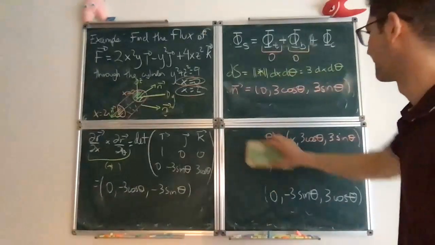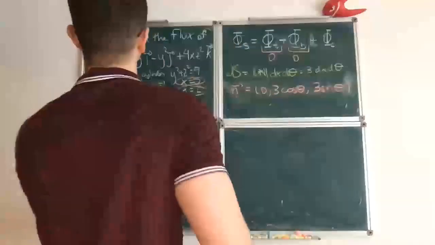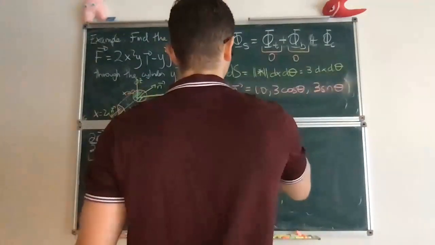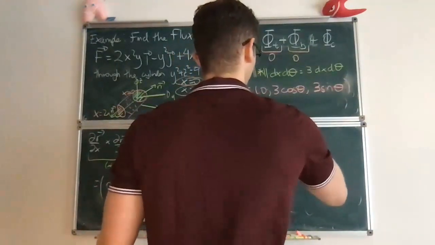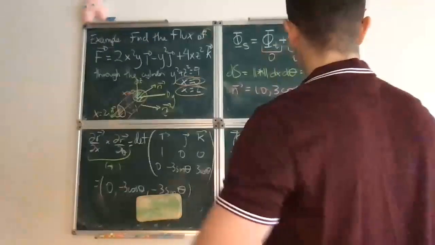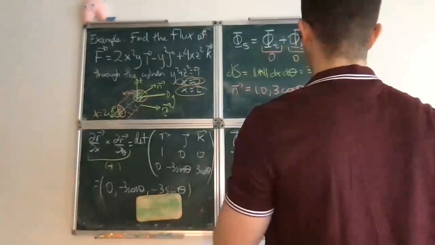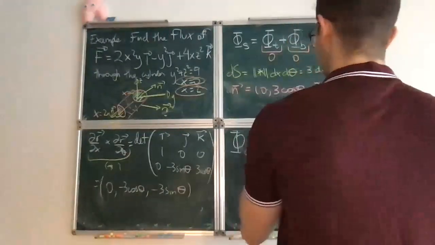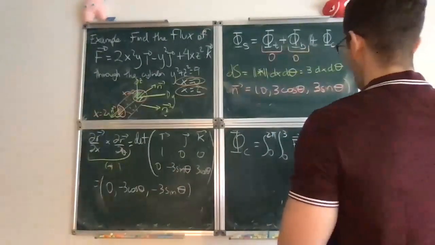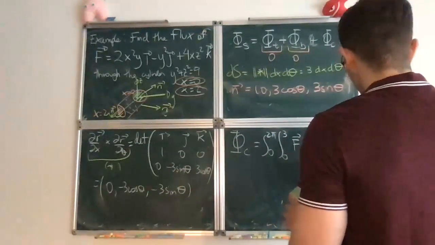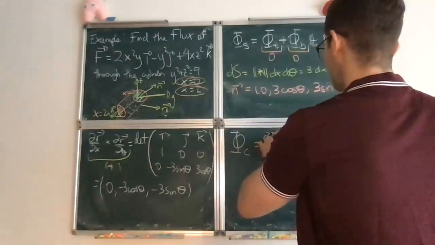And now we should be able to compute the flux. So the flux along the cylindrical piece will be the integral from 0 to 2 pi from 0 to 3 of f dot n ds. I'm getting ahead of myself. The ds will be 3 dx d theta. So theta will be from 0 to 2 pi, and x will be from 0 to 2, not 0 to 3, sorry.